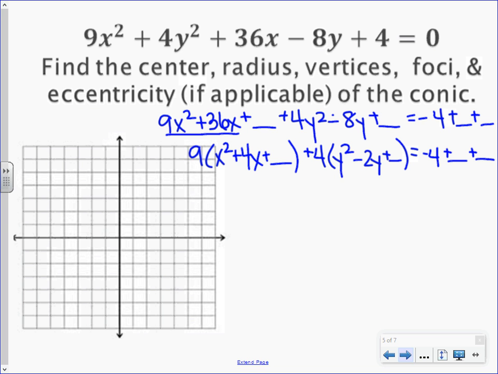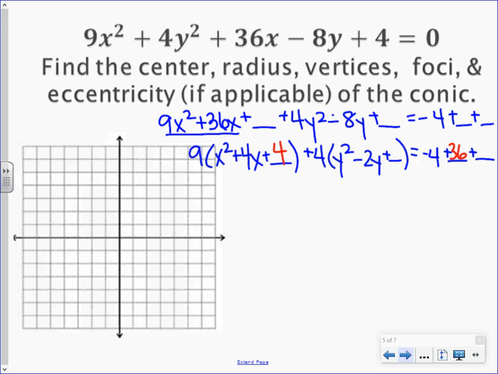Okay, so let's be careful here. X squared plus 4x plus blank. B is 4. B divided by 2 squared. Maddie, what completes our square here? 4. Okay. We are not going to add 4 to the other side. Why? This 4 is being multiplied to that 9. So we're really adding 36.